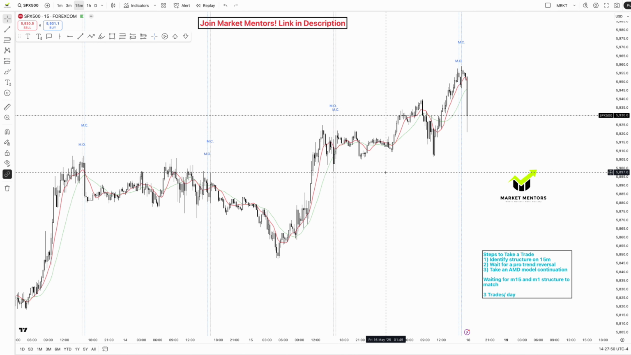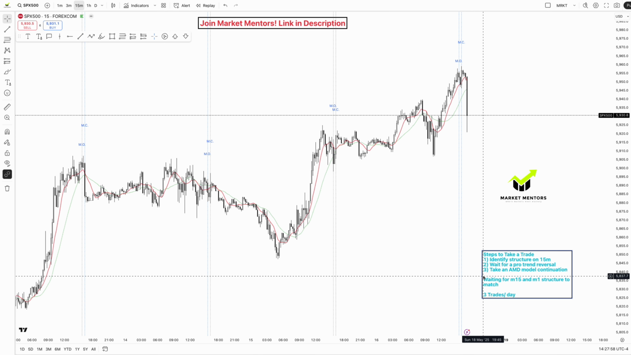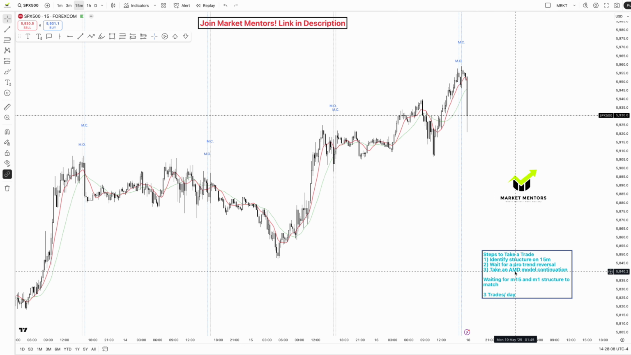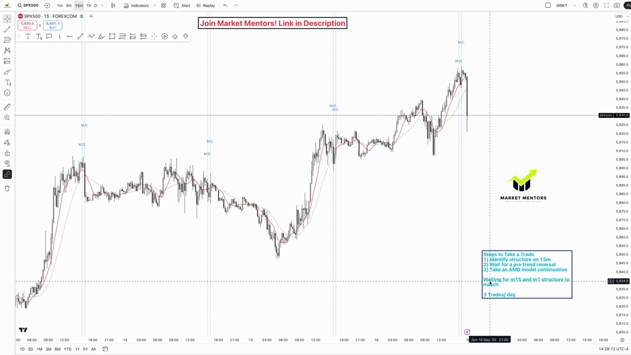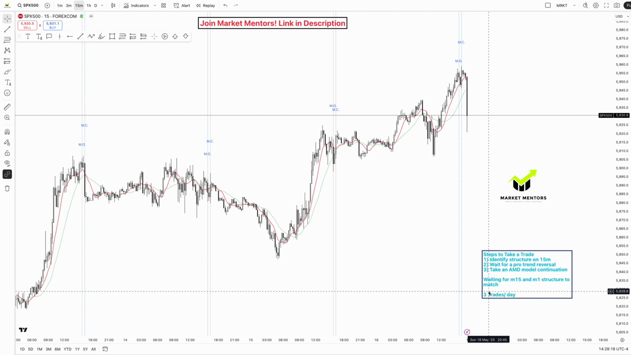Getting back to it, we're just going to backtest this previous week, and I'm going to follow these steps right here. We're going to identify structure on the 15-minute time frame, then wait for the pro trend reversal of that structure to make sure the price is matching the 15-minute structure, and then take a continuation of the AMD model with the accumulation, manipulation, and distribution of it. Ideally, we're waiting for price to match on the M15 and M1, and I'm looking at taking the first 3 trades I'm seeing during New York session.